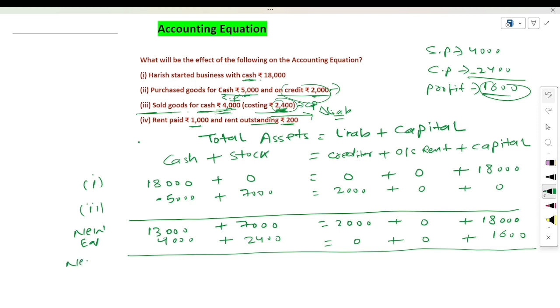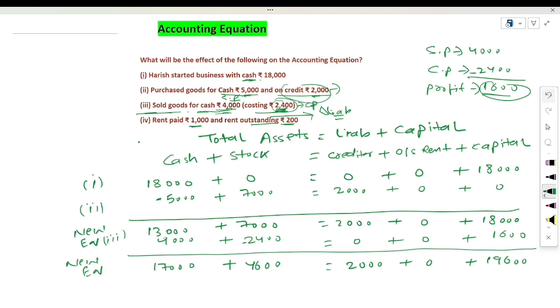Now what will be the new equation? This was the transaction number 3. The new equation will be here, 13,000 plus 4,000, 17,000. Here is minus because the stock will be reduced, 4,600, equal to 2,000 as it is, 0, plus here capital will be increased, means 19,600 will be the capital.